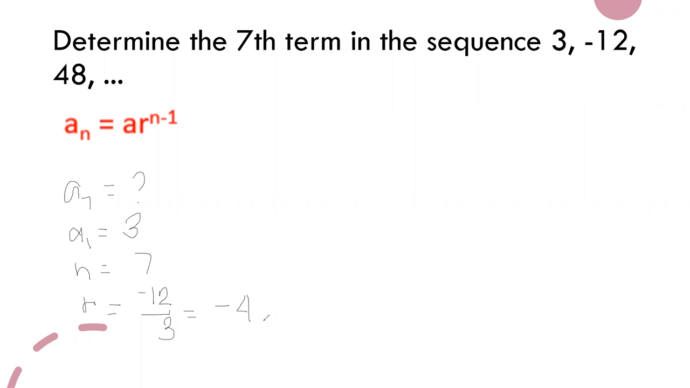Okay, so lumabas na yung negative. Kasi makikita nyo, nag-alternating yung sign. Positive 3, negative 12, positive 48. So, in-expect natin yung sunod na number dyan, negative, alternating. But we are looking for the a sub 7. Okay? So, let's move on. That will be a sub 7 is equal to a sub 1, what is our a sub 1? 3, sir. Correct. How about our n? Oh, sorry, r. What is our r?